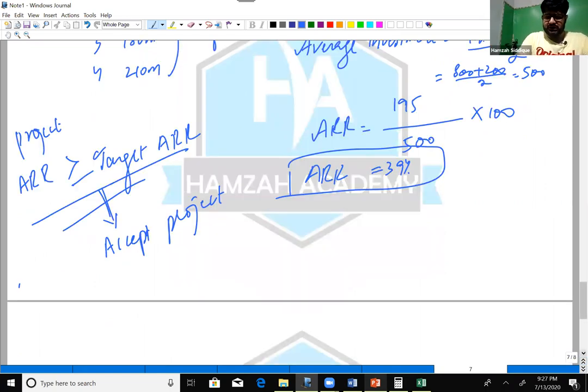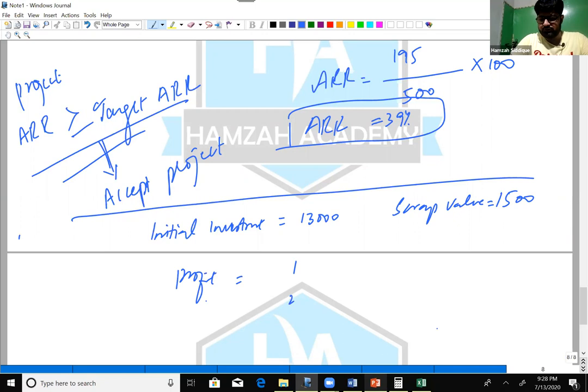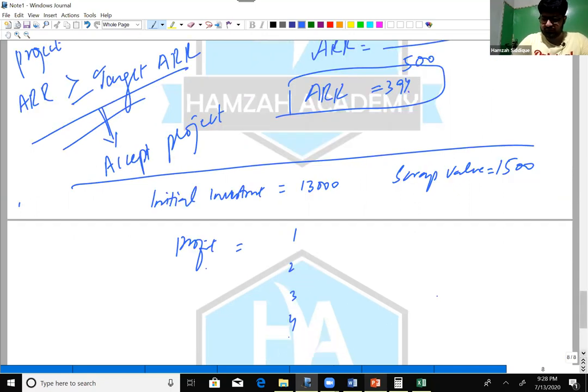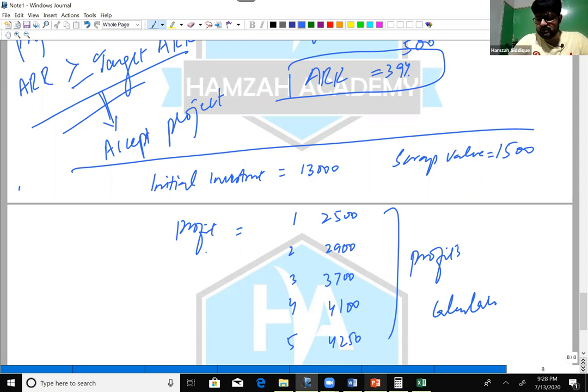So, initial investment is 30,000. Scrap value is 1500. And profits are as follows: years 1, 2, 3, 4, and 5: 2500, 3700, 4100, and 4250. The profits. Students, calculate ARR and tell me the answer. Be quick, everyone, please.